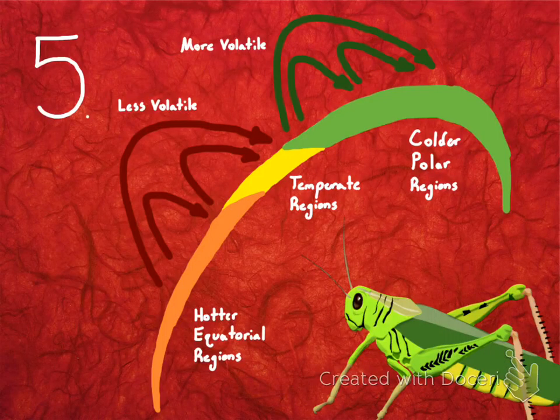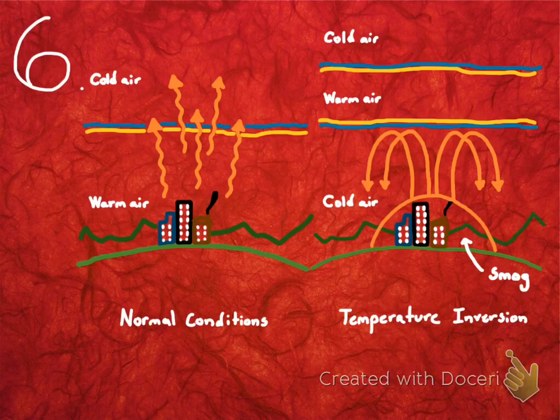The grasshopper effect, when pollutants are transported from tropical regions to polar regions. And temperature inversions. Temperature inversions are caused when the air above is warmer than the air below, causing pollutants to be trapped near the surface. This also traps smog.